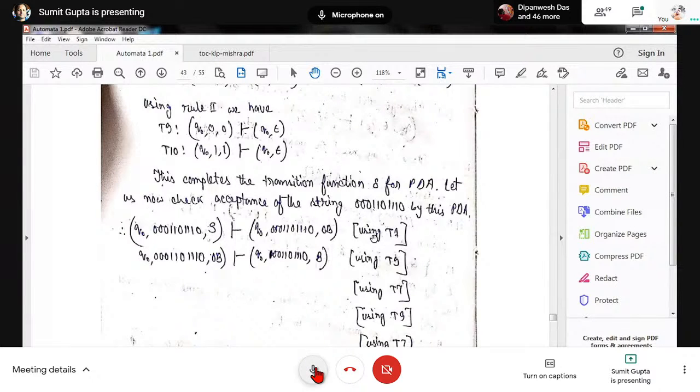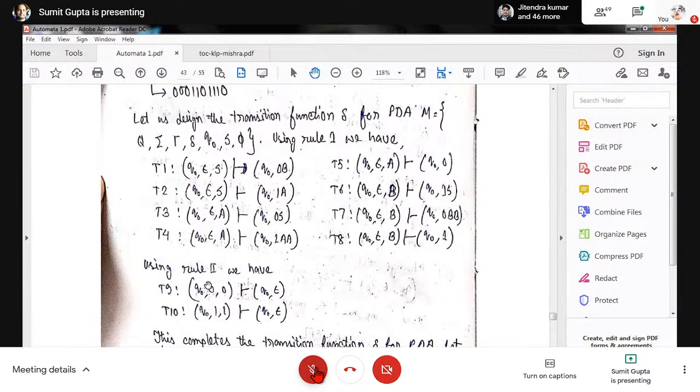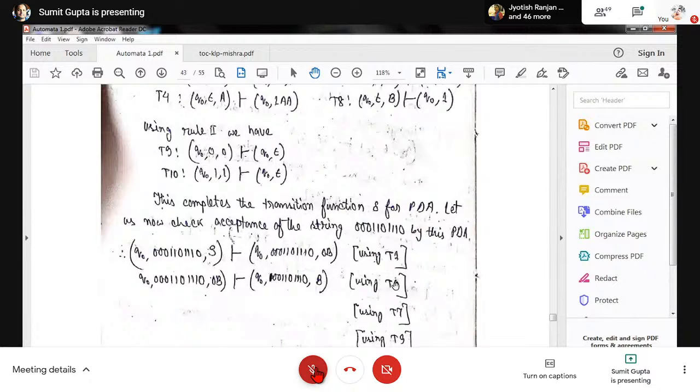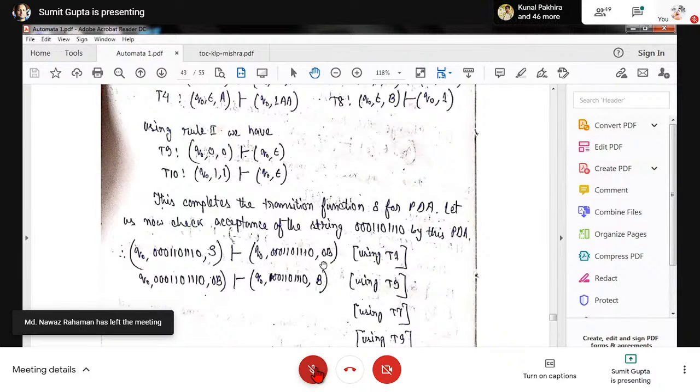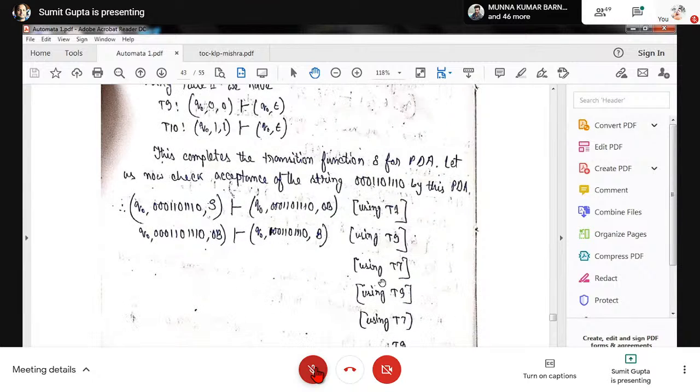Using T1. Next, what do we have? We have Q0 0 0. Q0 0 0 is T9. So using T9, what will happen? These two zeros will be removed. So one 0 will be lessened here, and that 0 will be popped out from the stack also. So now we have Q0, there were 3 zeros, now we have 2 zeros, the remaining string, and now B over here. After this, we are applying T7.